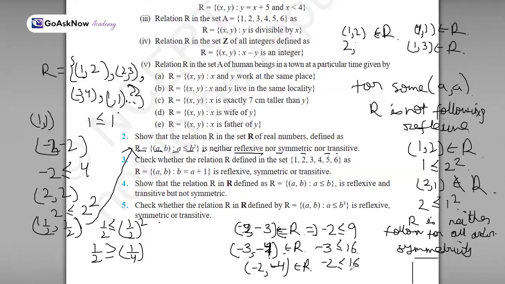So I have to check for some other examples for transitivity so that I can prove whether it is following or not. Okay. So yeah, I will take some other examples.